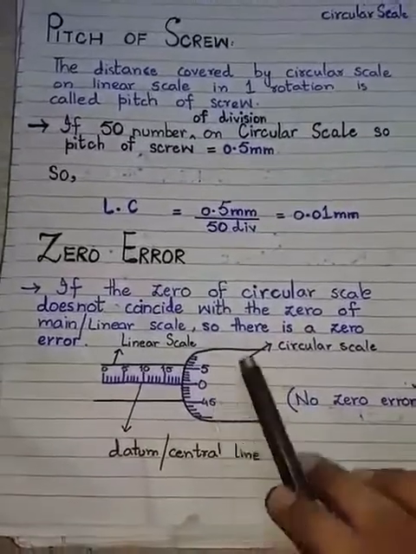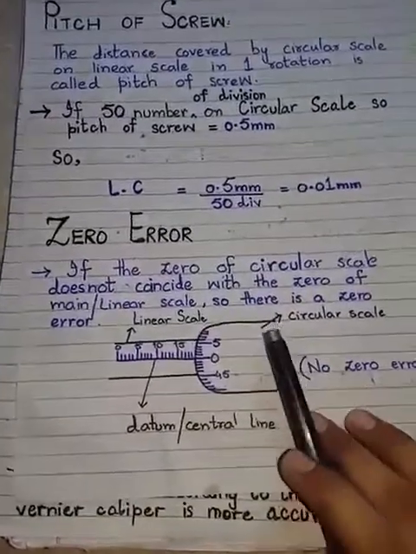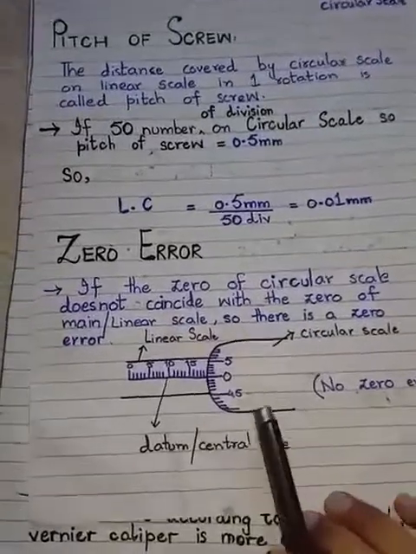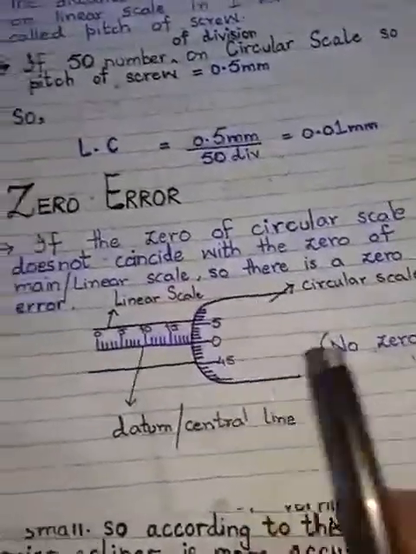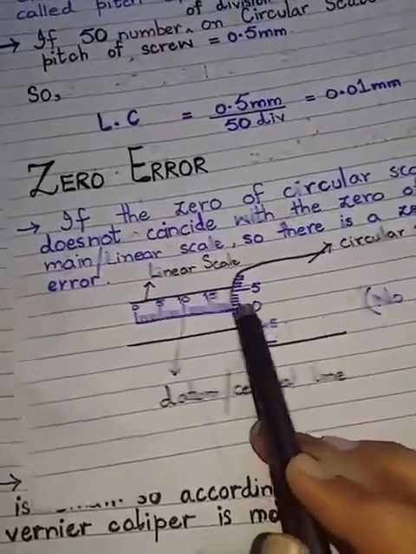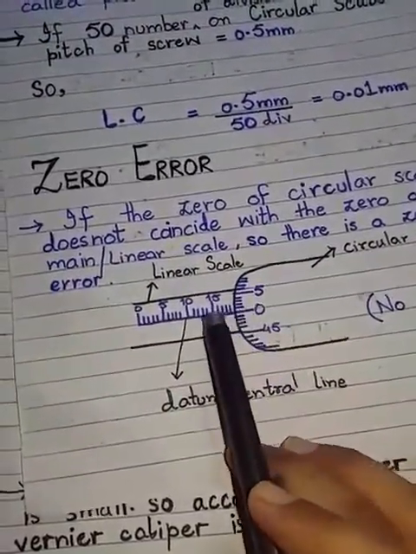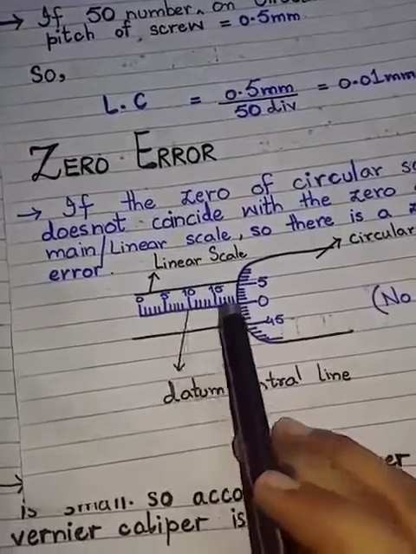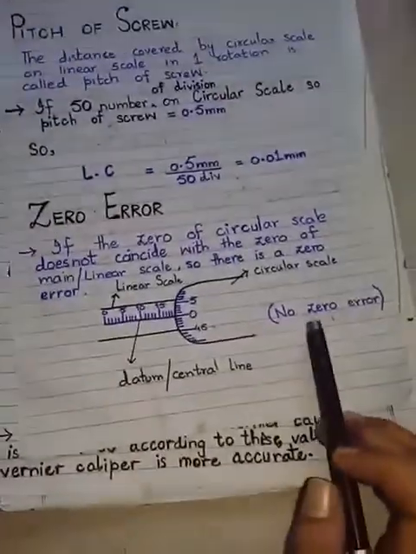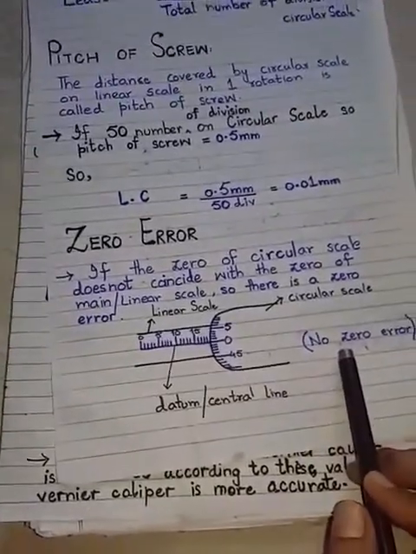As I told you, on this datum line readings are given in millimeters. Suppose this is the circular scale. As I told you, on the circular scale a number of divisions are given. Girls, as you can see, if the zero of the circular scale coincides with the zero or datum line of the main scale, it means there is no zero error.